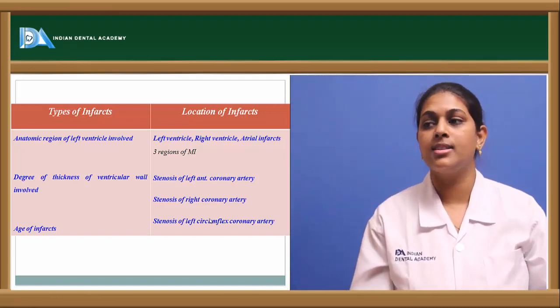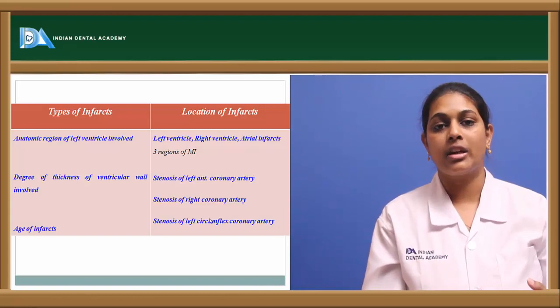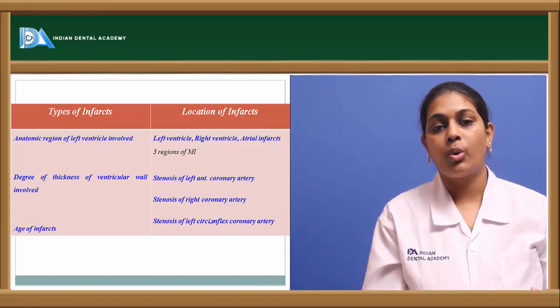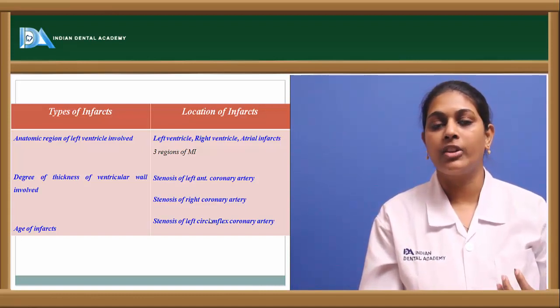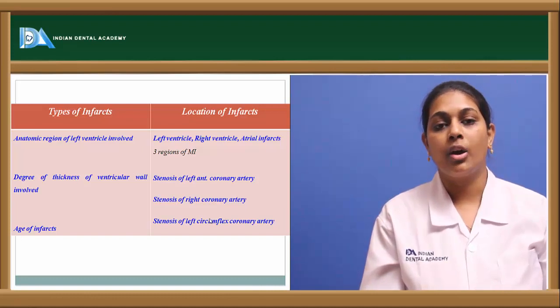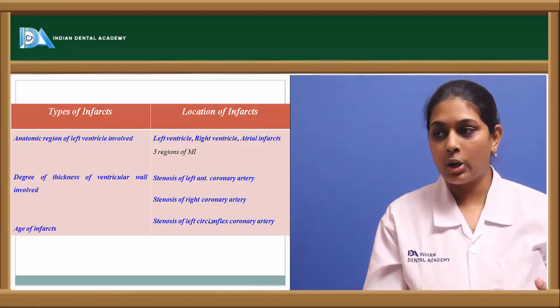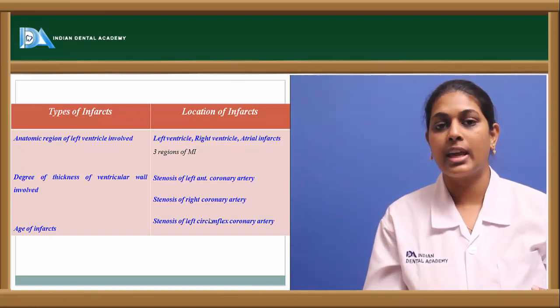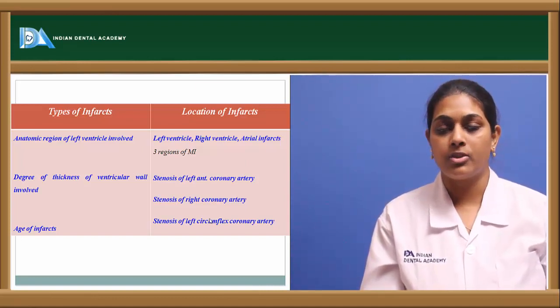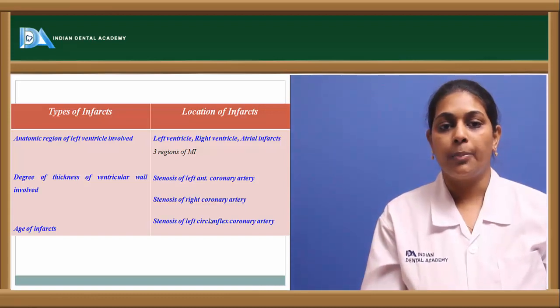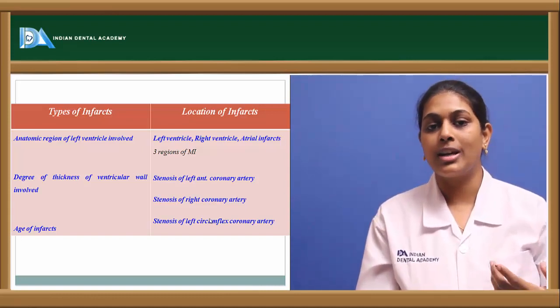Coming to the first one, stenosis of the left anterior coronary artery usually involves the anterior region of the left ventricle and the anterior two-thirds of the interventricular septum. Coming to stenosis of the right coronary artery, we see that it involves the posterior part of the left ventricle as well as the posterior one-third of the interventricular septum.